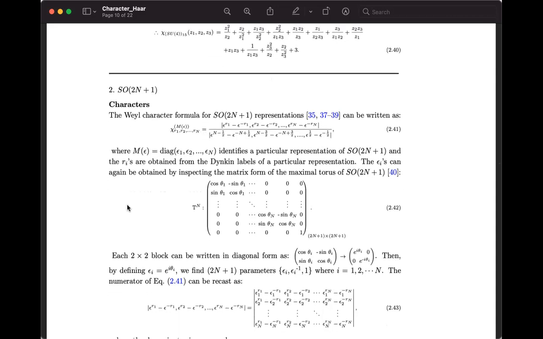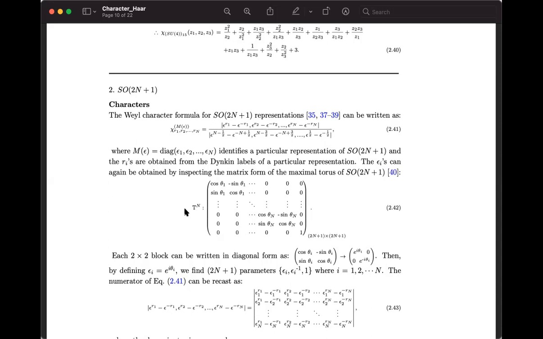So as we have noticed earlier, this denominator part, once you know the capital N, which is the rank of the SO(2N+1), then you can compute this denominator, which is very similar to the Vandermonde determinant. But now, if you have to compute the numerator, we need to understand how to calculate the R_i's for a given representation.